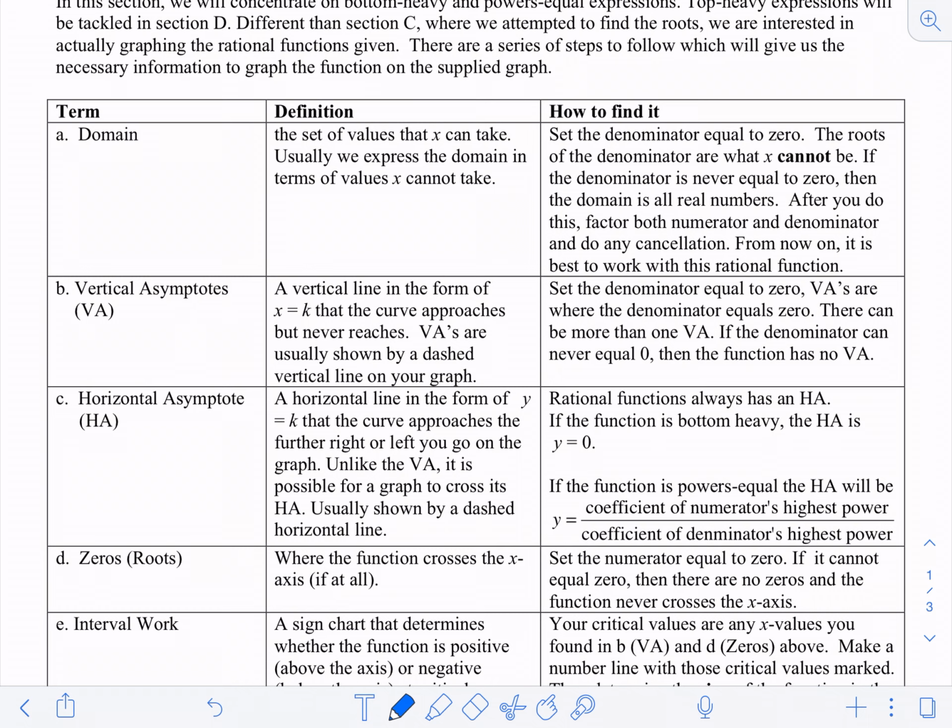So what can x not be? Well, x can't be a square root of a negative number, right? And we also can never divide by 0. So for our domain, we're going to set the denominator equal to 0, and that's going to tell us what x cannot be, right? Because wherever x makes our denominator 0, we know that cannot be a valid value of x. So that's going to help define our domain.